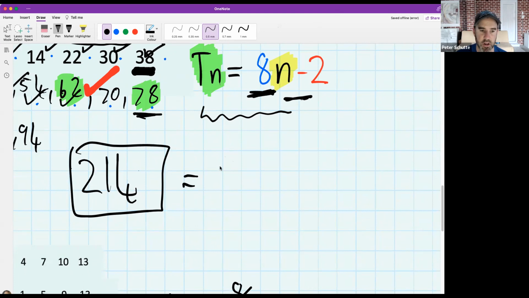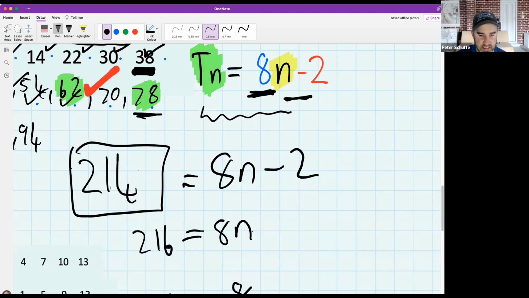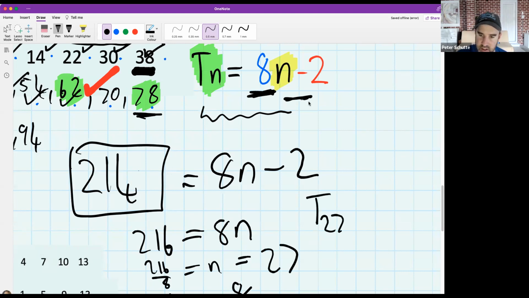Okay, so we go 214 equals 8n minus 2. Then we add 2 to both sides, and we get 216 is 8n. And then we get 216 divided by 8. And you should see that you get 27. And so term 27 is equal to 214.